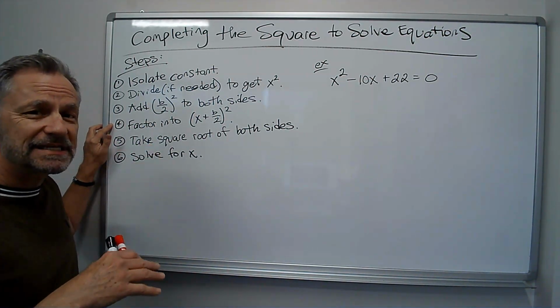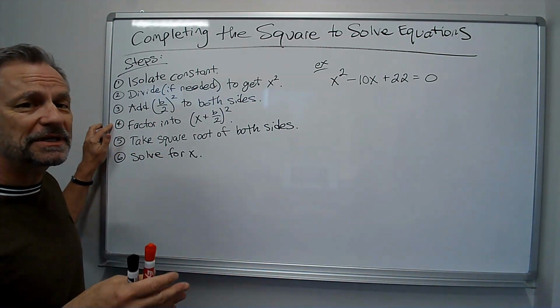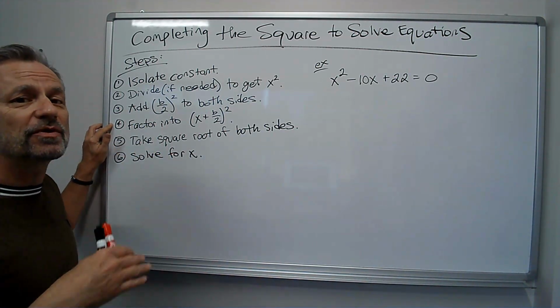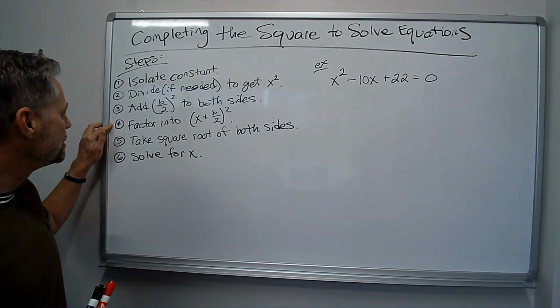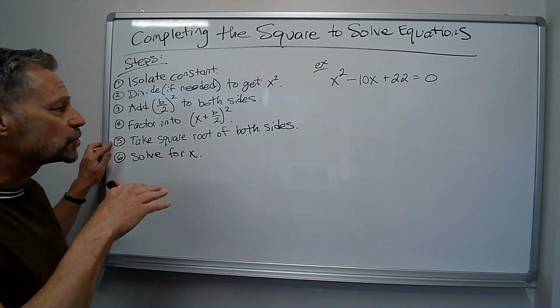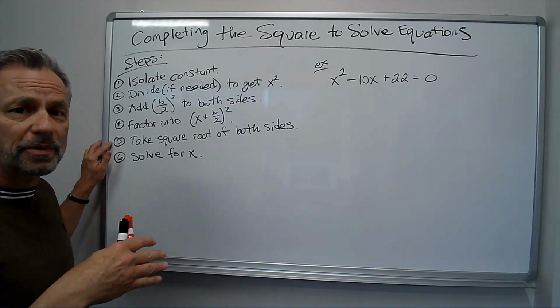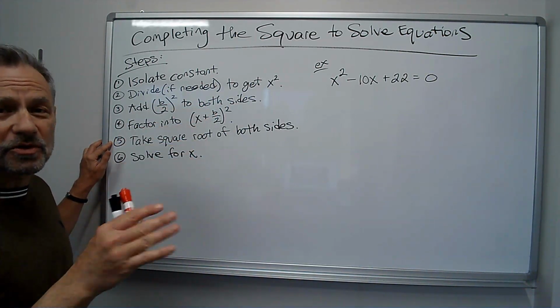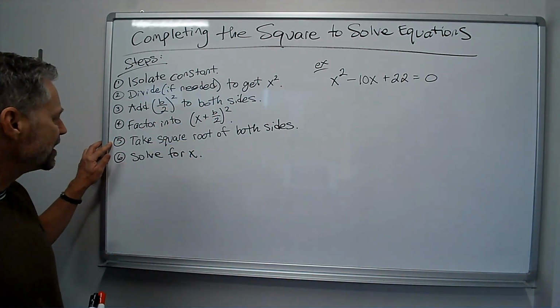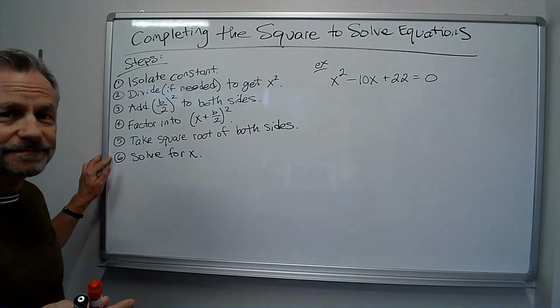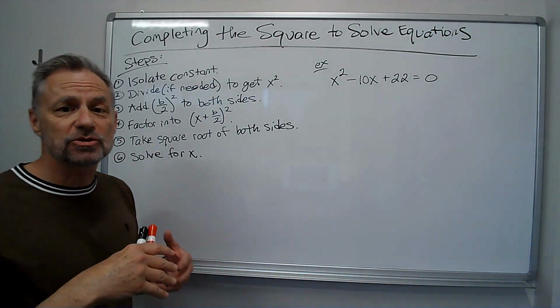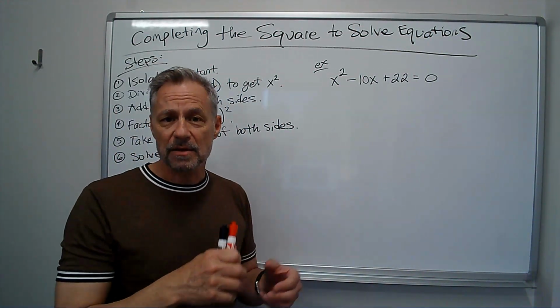If you haven't seen my video on what to add to complete the square, I'll link it at the end of that. You can refer to that, but I'll show you in the example. And then take the square root of both sides. We're using the square root property. We're going to take the square root of both sides. Remember to say plus or minus when you do that. And then we're going to solve for x. So let me show you an example of how to solve an equation by completing the square.